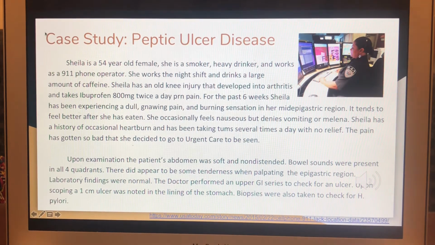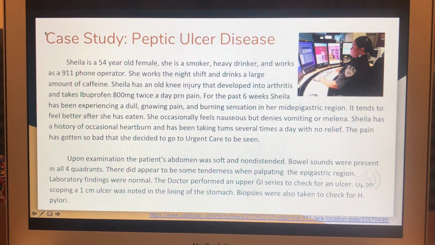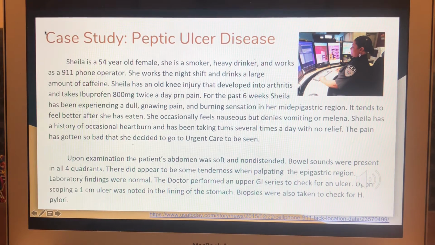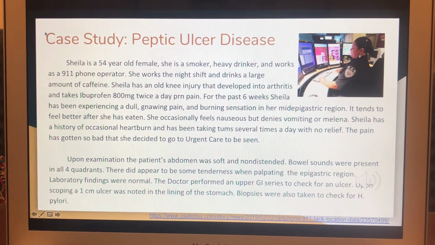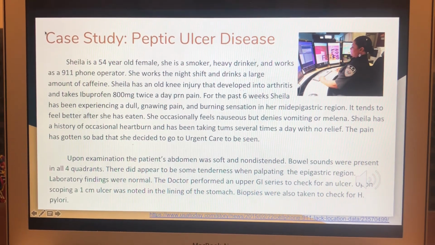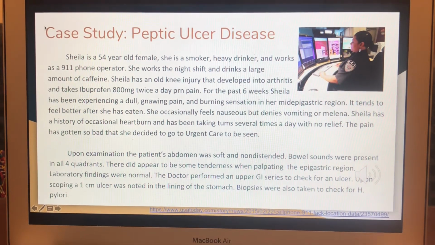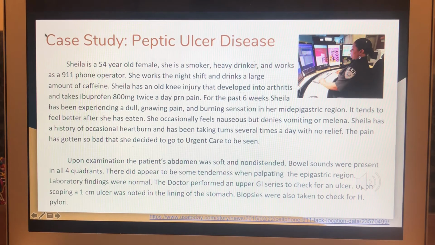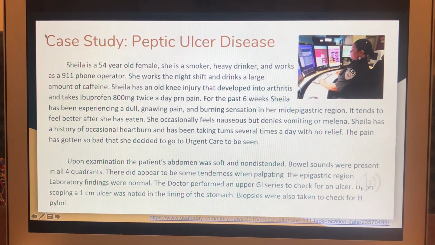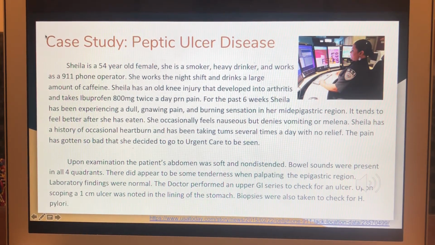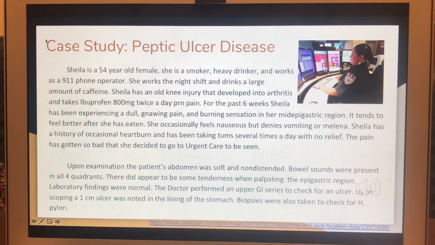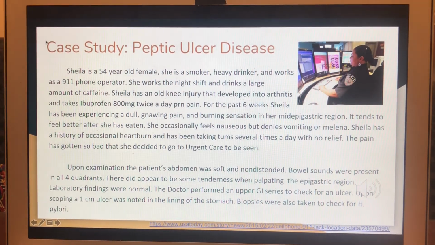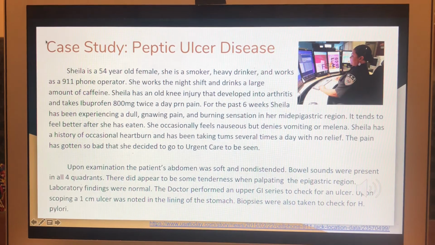Upon examination, the patient's abdomen was soft and non-distended. Bowel sounds were present in all 4 quadrants. There did appear to be some tenderness when the doctor was palpating the epigastric region. All her laboratory findings were normal, so the doctor decided to perform an upper GI series to check for an ulcer. Upon scoping, a 1-centimeter ulcer was noted in the lining of the stomach. Biopsies were taken to check for H. pylori.